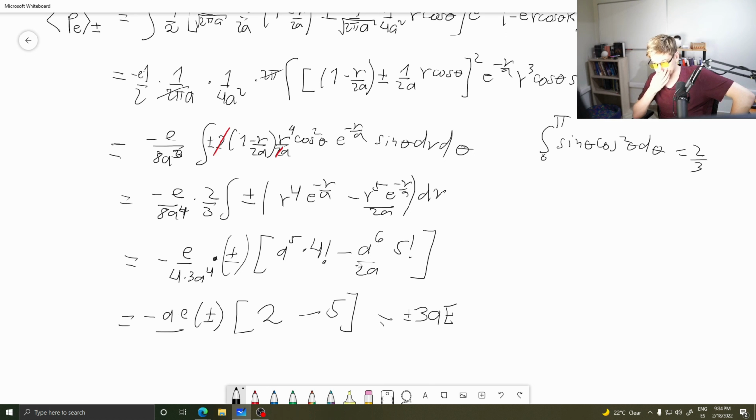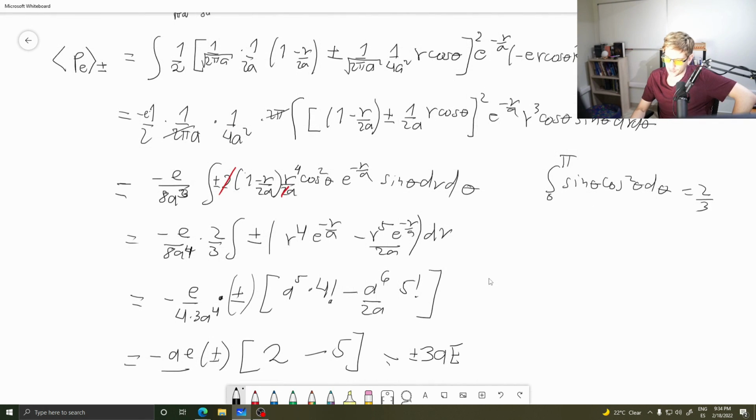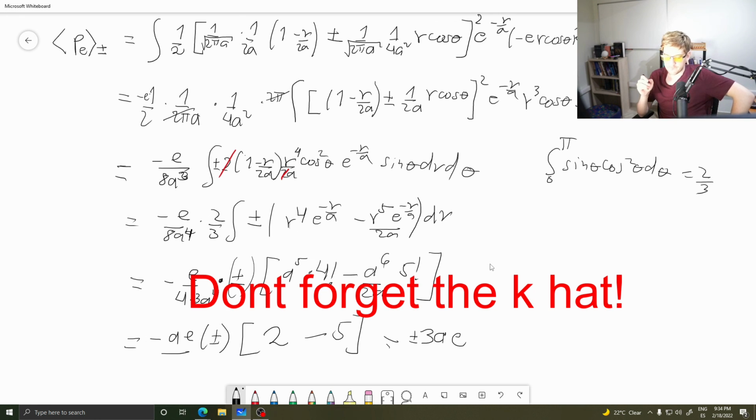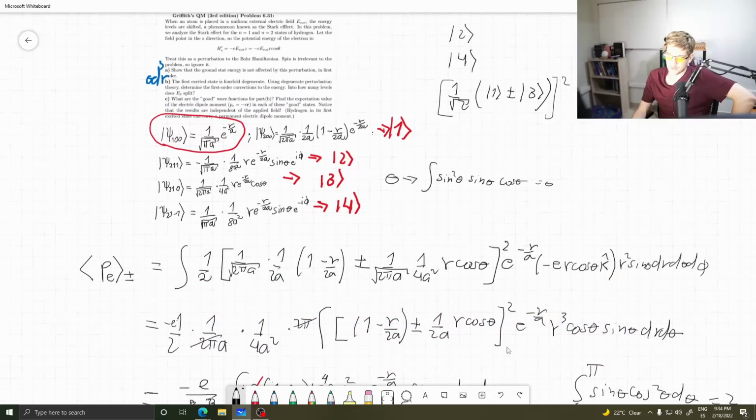We have done it. That is the expectation value. Oh, I wrote a big E for some reason, which is actually a big difference. 3aE, which is independent of any electric field. We did it.